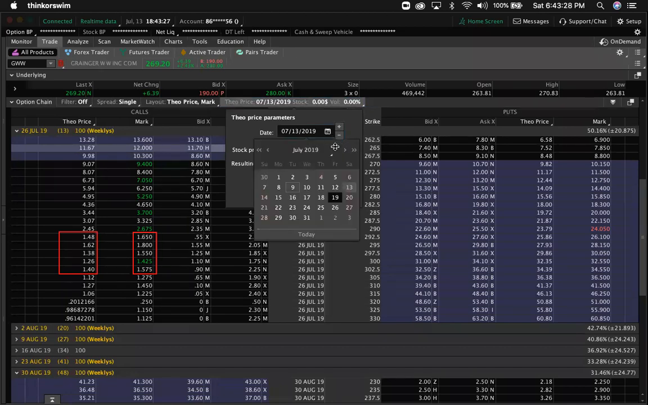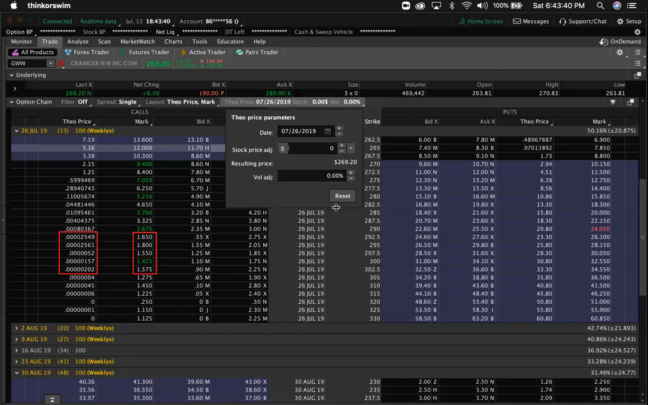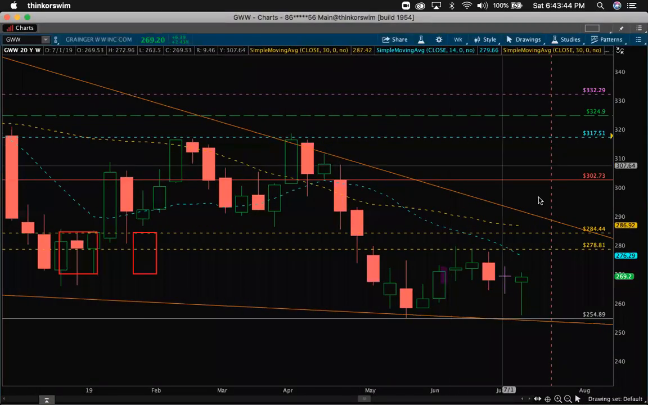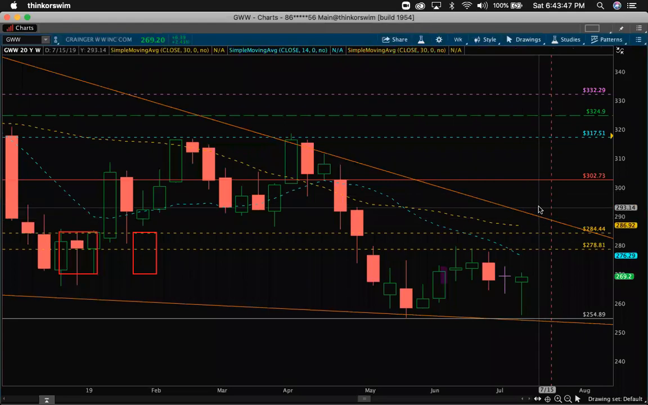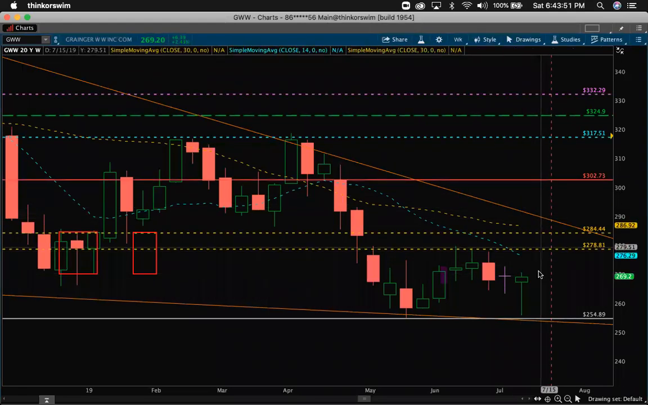So ER is 7/24, which would be a Wednesday. So next week, not next week, but the following week, Wednesday, they report the 24th. And we expire the 26th, right? So we're looking for a move for ER to around, and this is a weekly, so this week we'll probably look at 280 closing, maybe more.